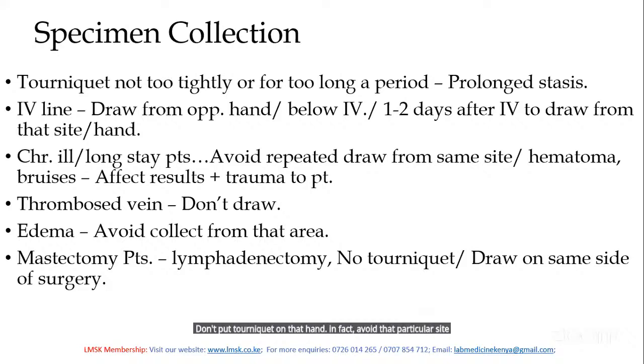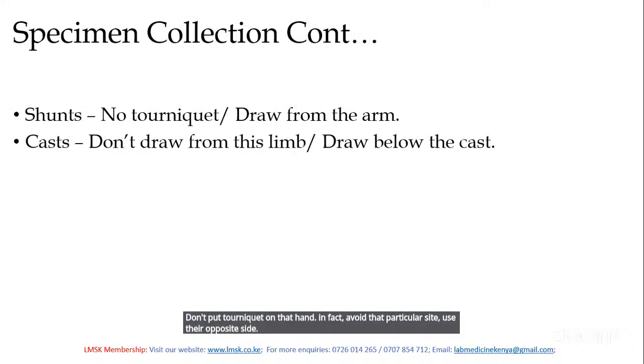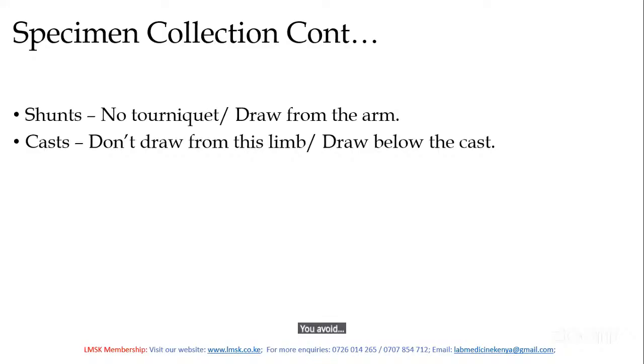Use the opposite side. You avoid drawing blood from the areas where there are shunts, pipes. These are pipes which are used to drain some body fluids out of the body. So where there are shunts, avoid that area. Where there are casts, avoid that area. An example of a cast could be the POP, plaster of Paris, something like that.